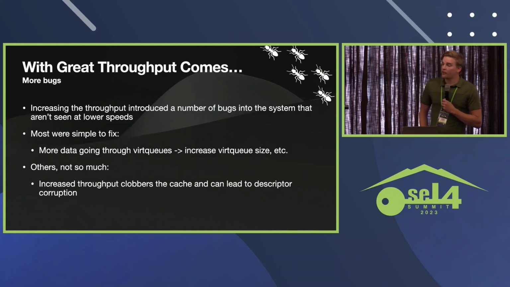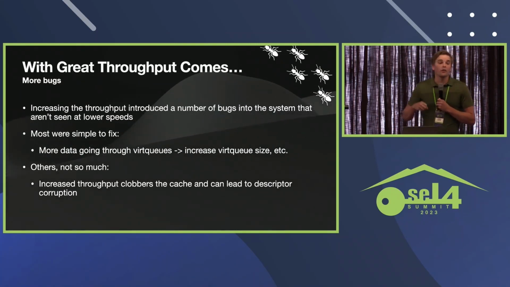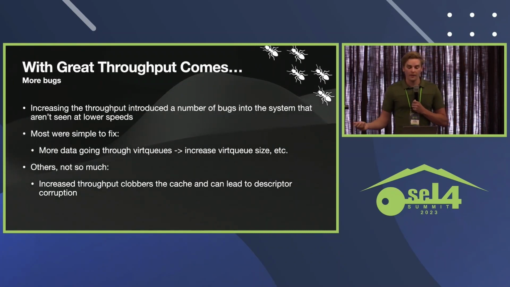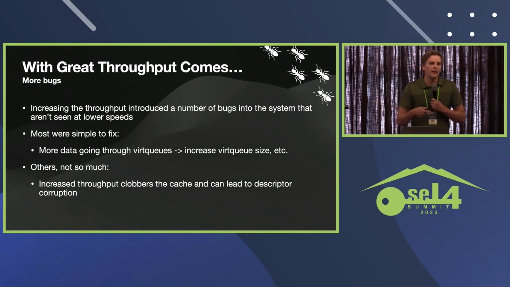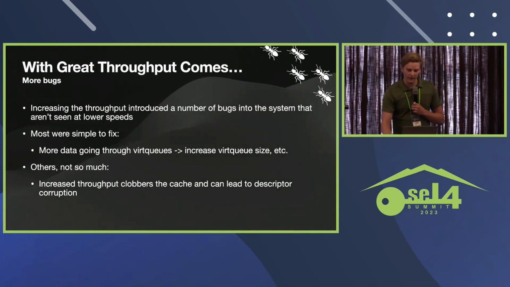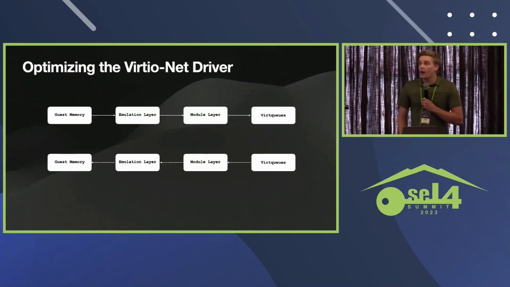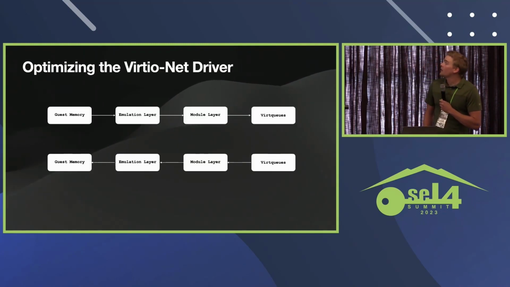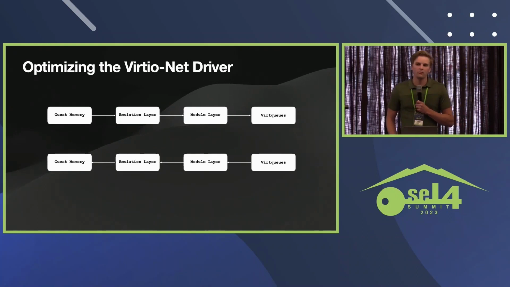Others, not so much. When you were running these iPerf tests over a long period of time, we were clobbering the cache, and then what we were seeing is descriptor corruption. So the actual data path would break from one side, but would work on the other side. That was a real problem to fix. So I guess the next portion here comes to optimization. That's part of the topic here.